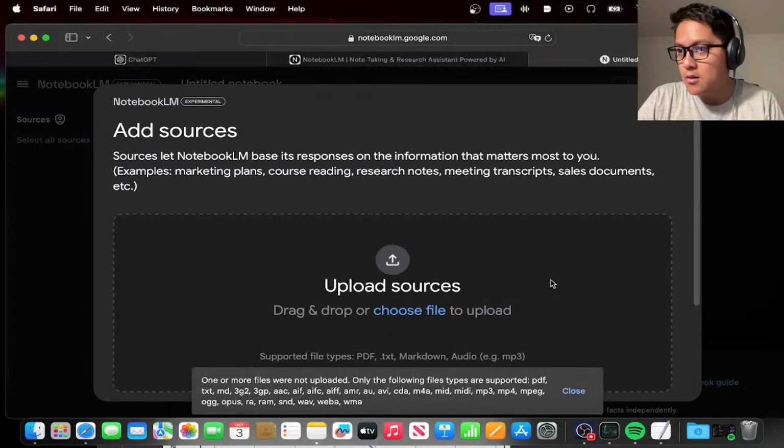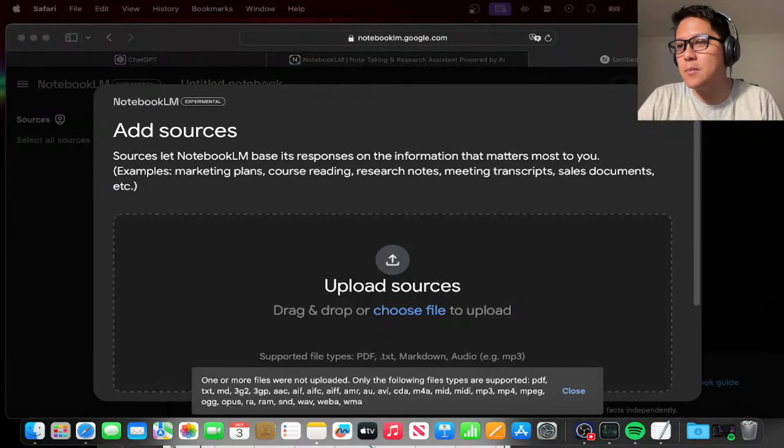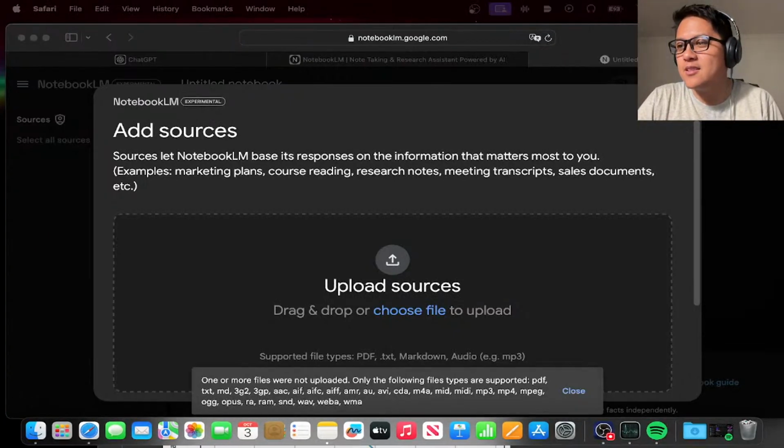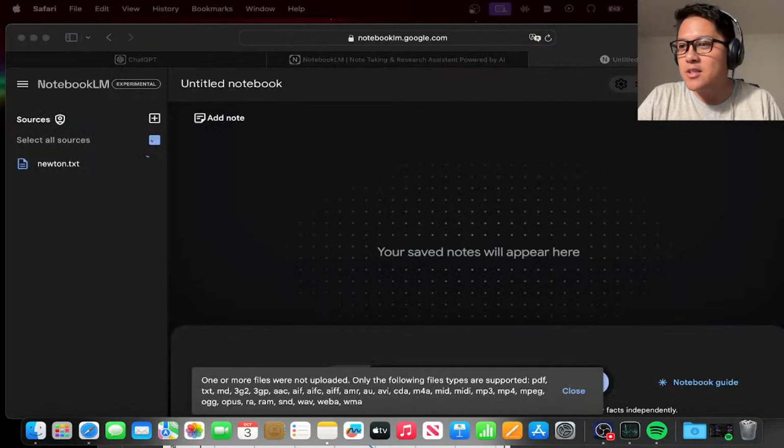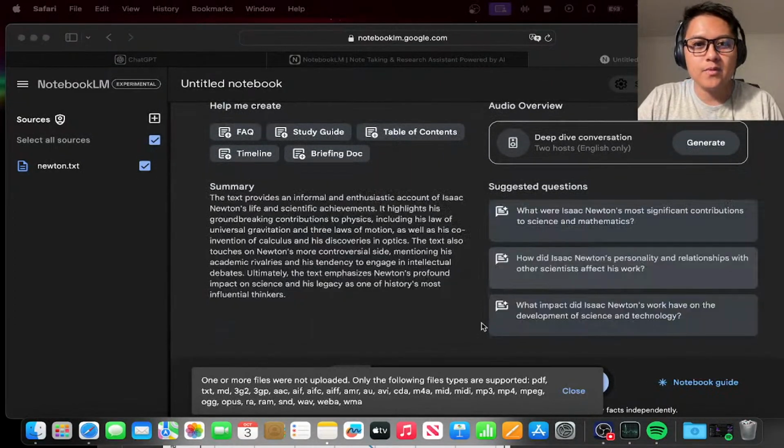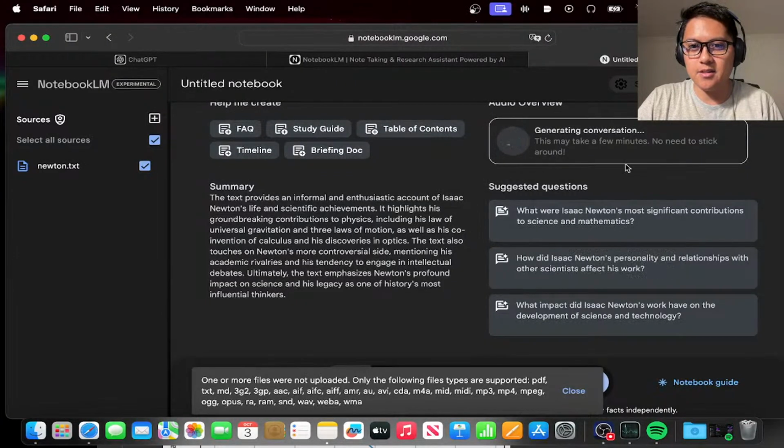Oh, is this not? Oh, I saved this in RTF. My bad. Let me save this to plain text. Okay, what is gonna happen? I'm so curious here. What is gonna happen? Oh, deep dive. Okay, generate, please.